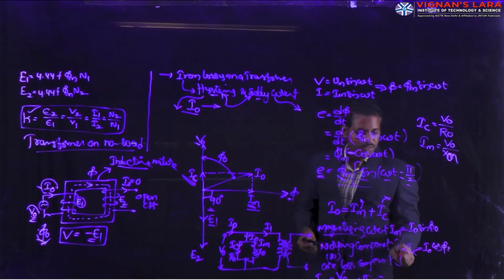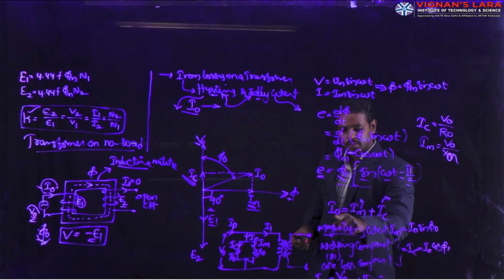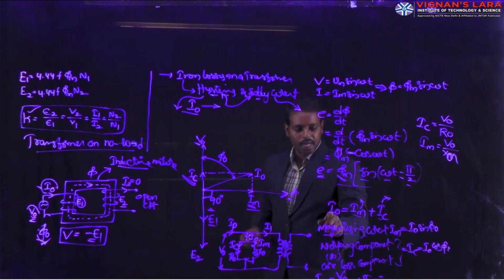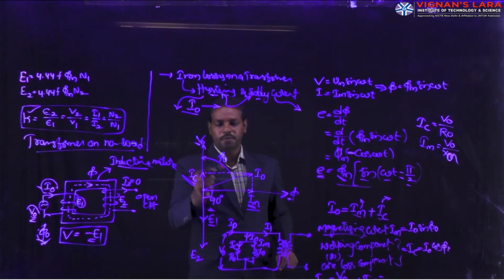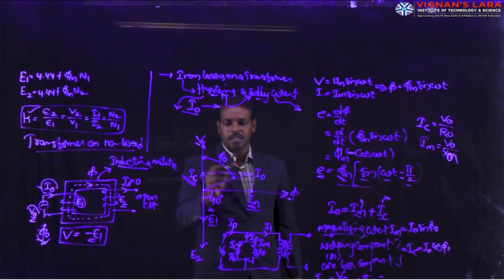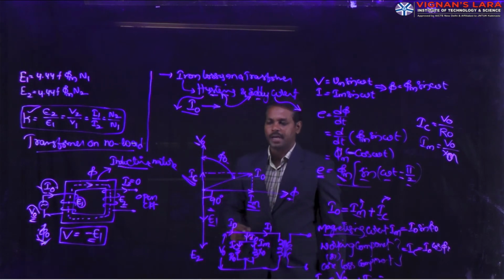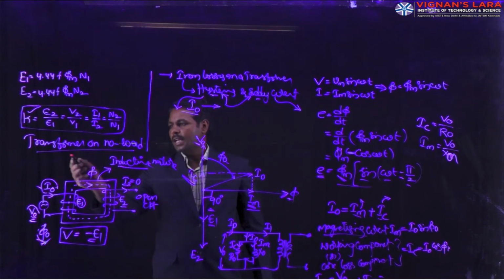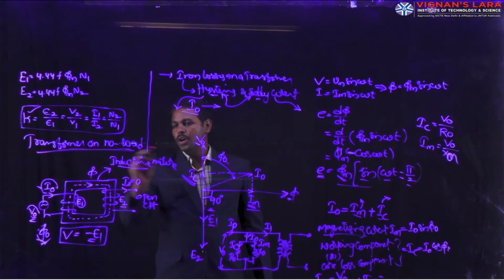By resolving these two components, we get I naught equal to IM plus IC. Whenever I naught is calculated, the cosine of the phase angle between V naught and I naught is equal to the no load power factor. Okay, so this is the transformer operating on no load condition.